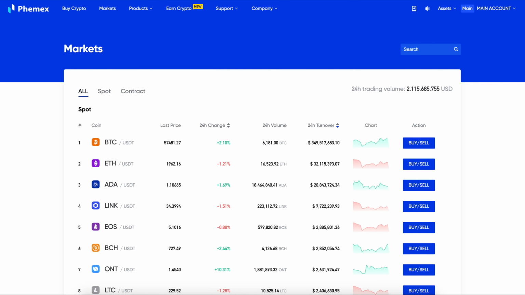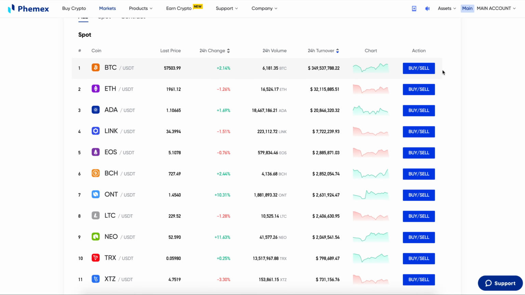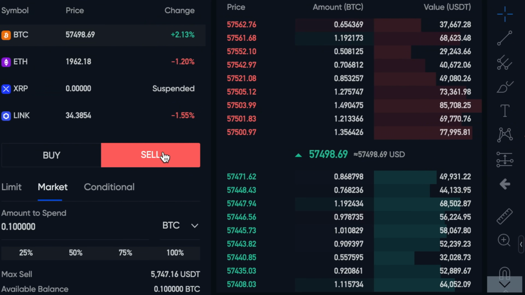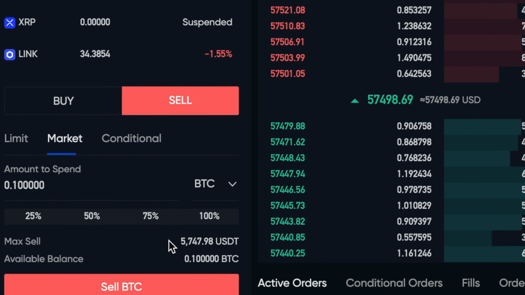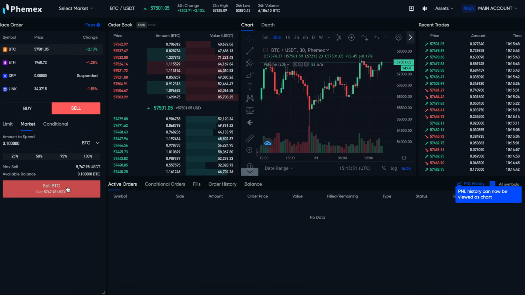I'm not going to really spend much time on spot trading since most of you are familiar with it, but if you were interested in trading one of these, you could come over, for example, for Bitcoin. We do have some Bitcoin deposited. I have 0.1 Bitcoin, so if I wanted to sell that, we could click on sell 100% right here. We could do it at market, and there you go. It shows me how much I would get, and if I was to sell my Bitcoin, then I would get that exact value in USDT. This is very basic trading. This is what everyone is familiar with.